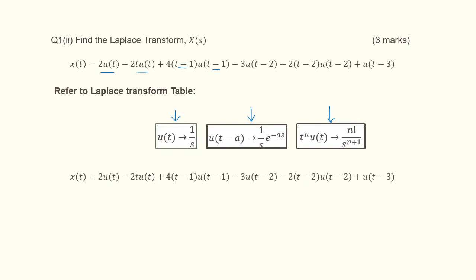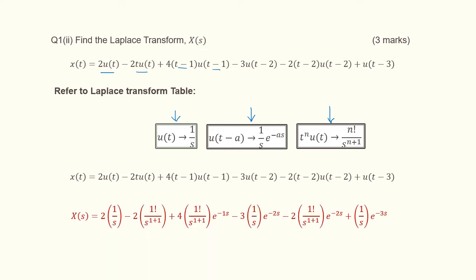So 2u(t), okay, in this case u(t) equals 1 over s in the s domain. So this is for this one. And then 2t u(t), so this one, t u(t). You know that n equals 1, therefore n factorial, 1 factorial divided by s to the power of 1 plus 1, times 2, the magnitude. Okay, so this is for the second component.